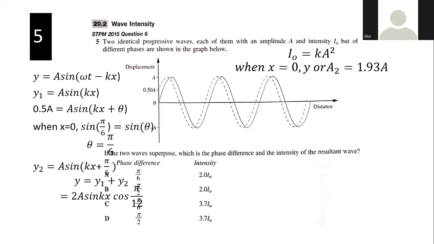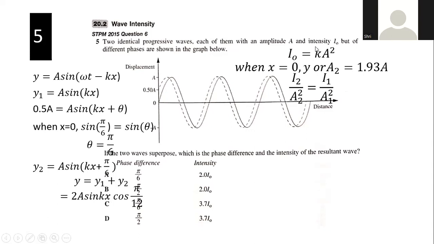Your amplitude, you look at, you put into this equation, because this is a resultant displacement. So your x equals 0. And then that's why you calculate it out and you get 1.93.